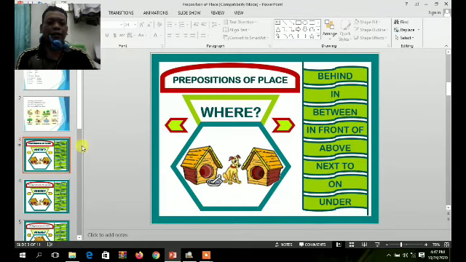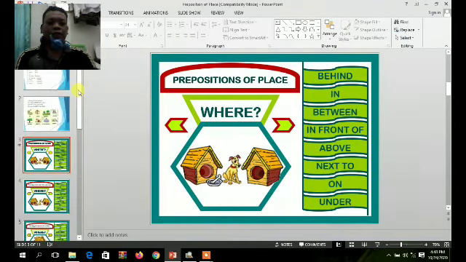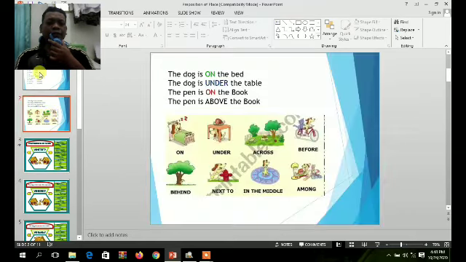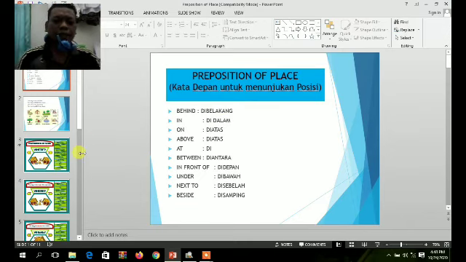Okay, I think that's all for today. After this, you are going to do small exercises related to the prepositions of place. I think you have already understood the differences of these prepositions, right? Sudah tahu bedanya ya. So I think that's all for today, and that's all my explanation about the prepositions of place. Thank you very much.